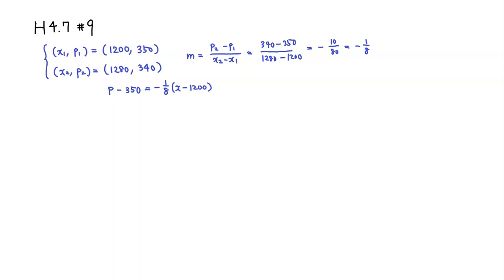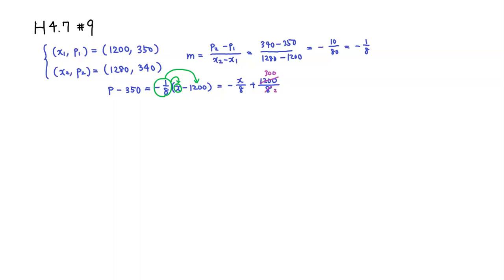Right? So let's go ahead, and if you distribute negative 1/8 to X, we get negative X over 8. Then if you distribute negative 1 over 8 to 1200, we're going to get positive 1200 over 8. Right? So is this a nice number? Let's see. Divide by 4, so you have 300. Divide by 4, it's 2, so it's going to be 150.